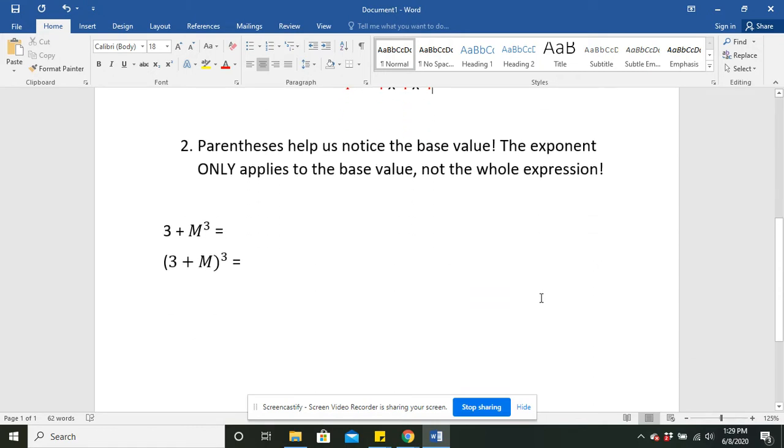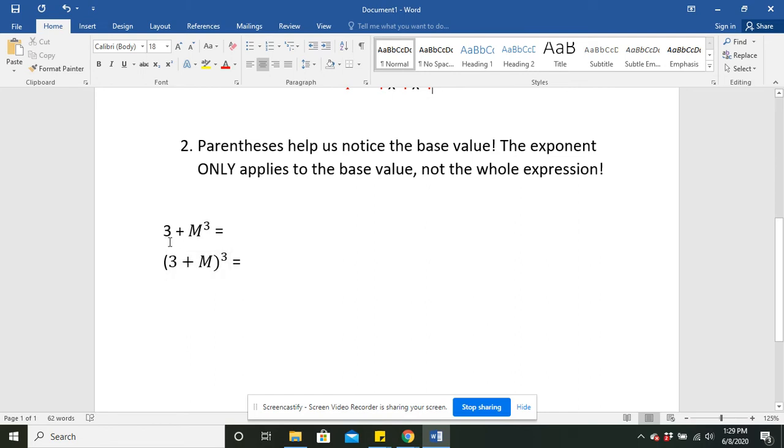The other really tricky idea from yesterday was that we had to actually notice the base value, and in yesterday's lesson, the base values were getting a little bit tricky. Sometimes our base values might have been a fraction, sometimes our base values might have been one letter or one value, and sometimes the base value might have been a group in parentheses. So we're going to look at two examples here.